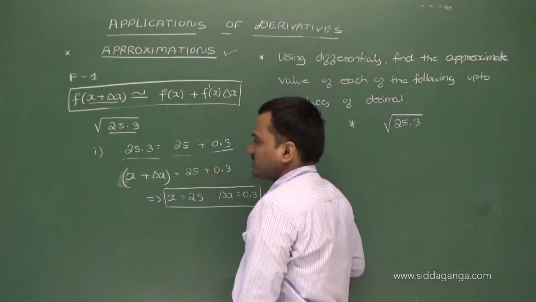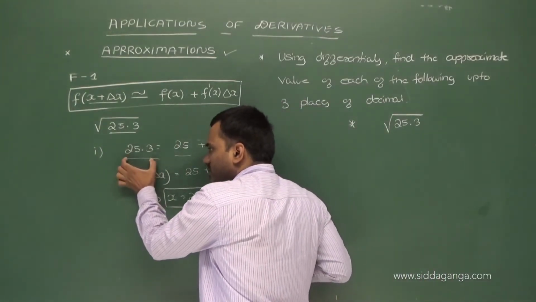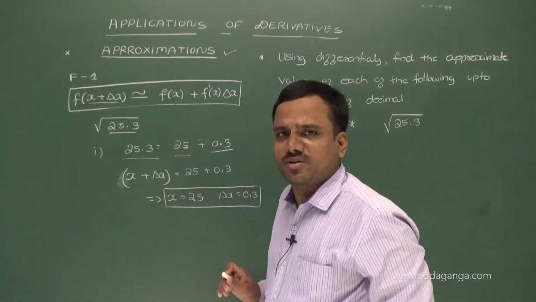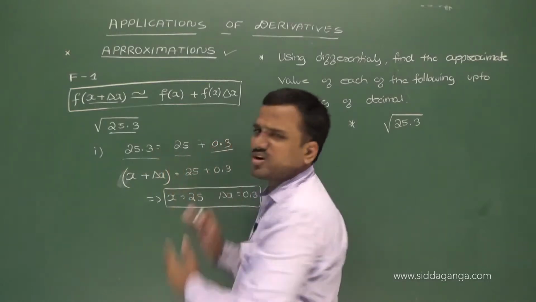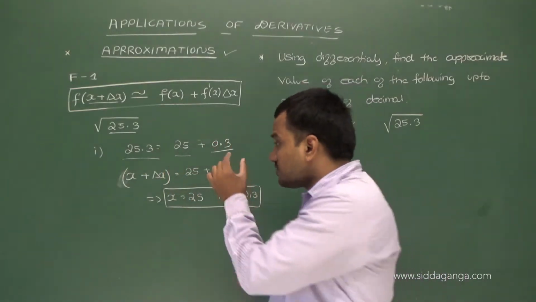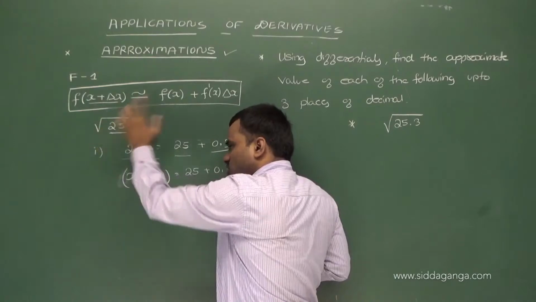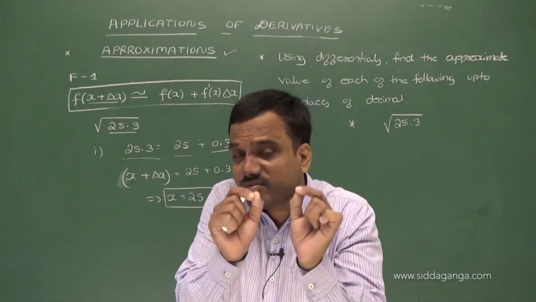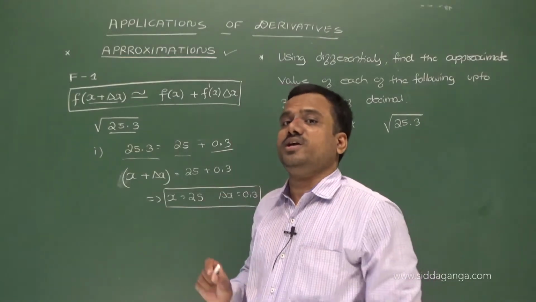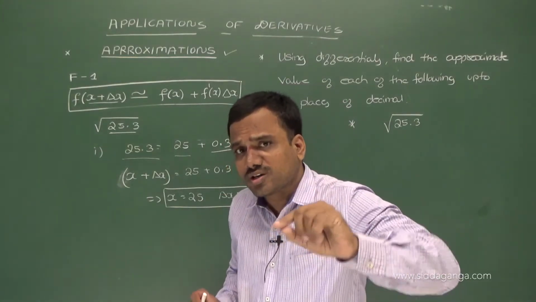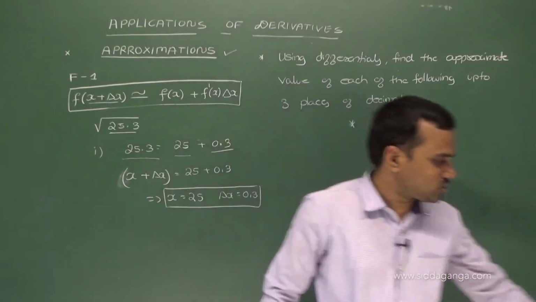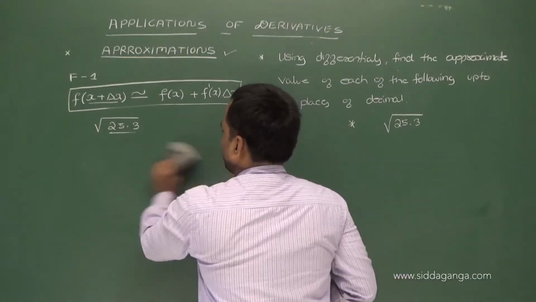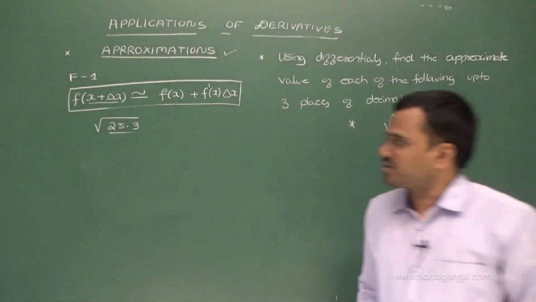So once again I explain, we split 25.3 or else whatever it may be given the value into sum or difference of two terms. The first number is perfect square number and second number is negligibly very small quantity. Then only you got the accurate value. Understand? So okay. Next, we write the function.